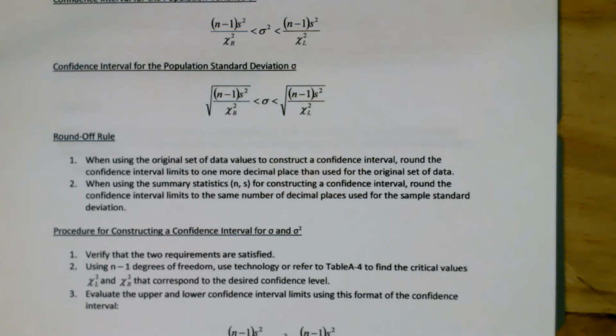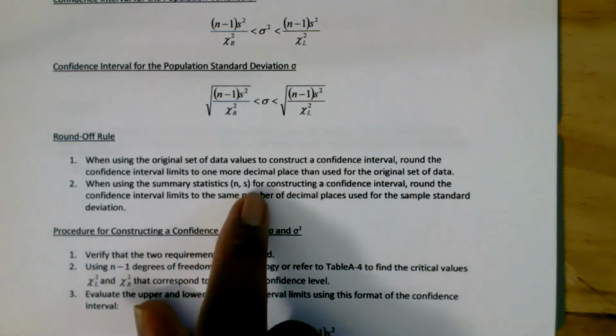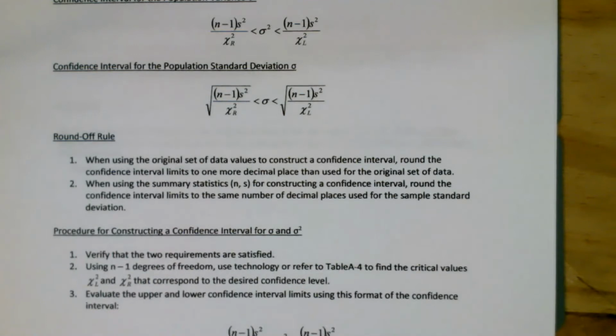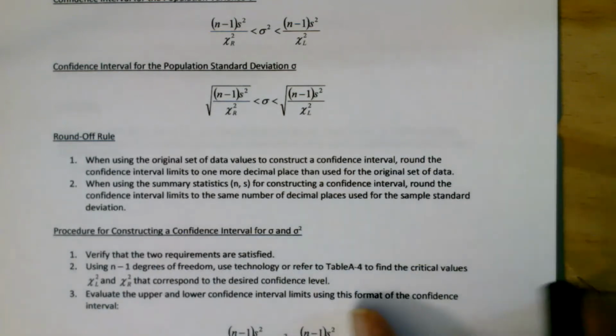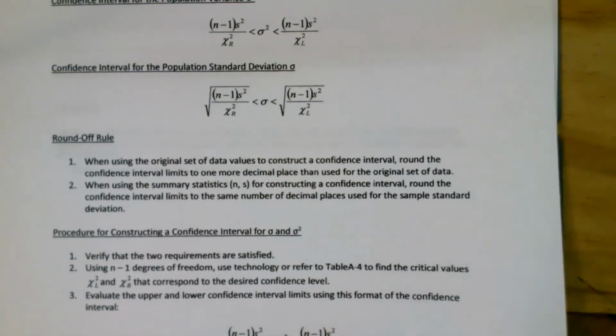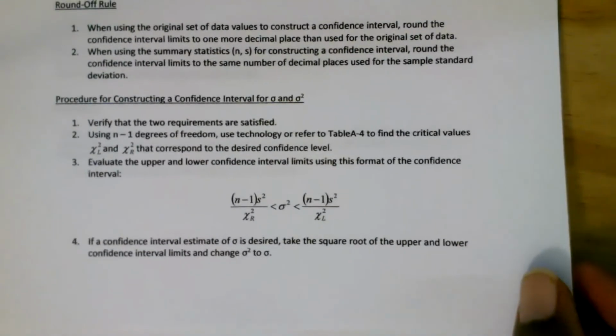But here we're going to be using some of the statistics like the sample size and the standard deviation for constructing the confidence interval. We're going to round the confidence interval limits to the same number of decimal places used for the sample standard deviation. So if that sample standard deviation is to 1 decimal place, our confidence interval will be to 1 decimal place. Or if it's 2 decimal places for your sample standard deviation, your limits will be to 2 decimal places, and so on. And here's the procedure for constructing the confidence interval for sigma or for sigma squared.